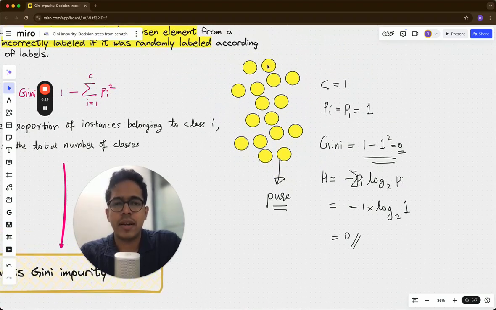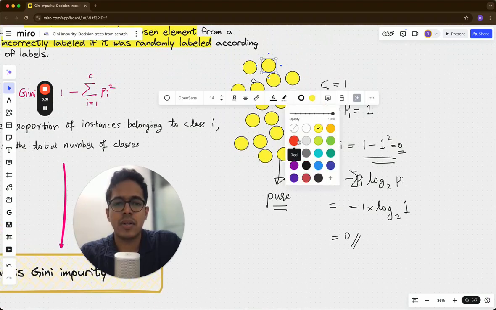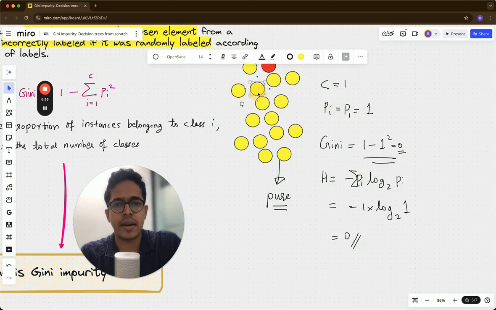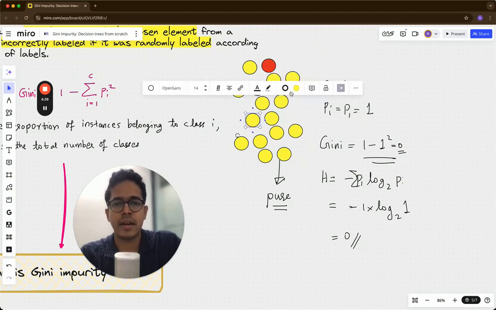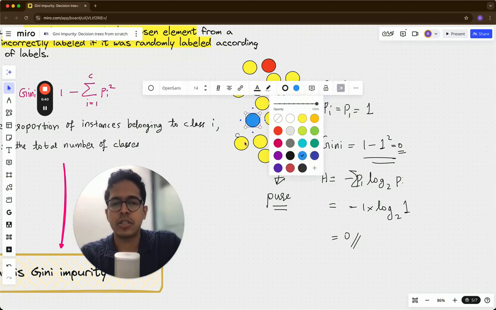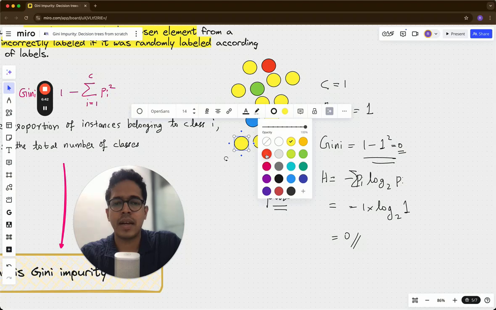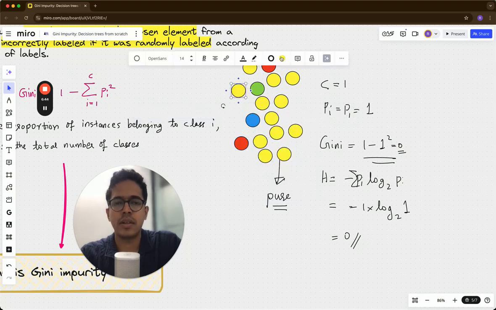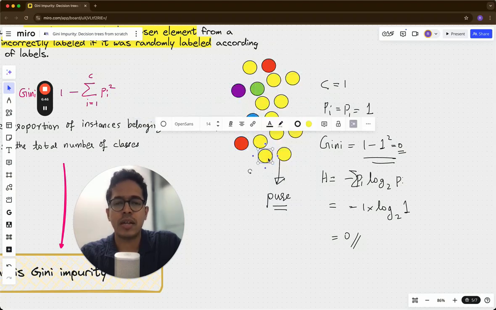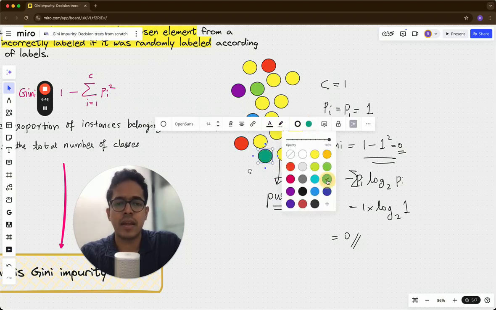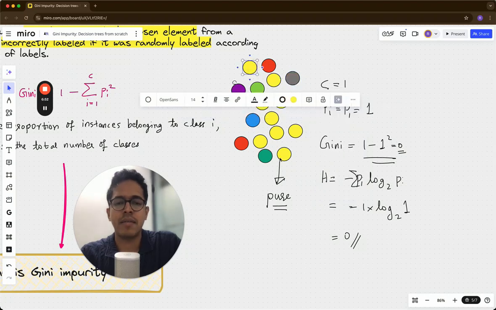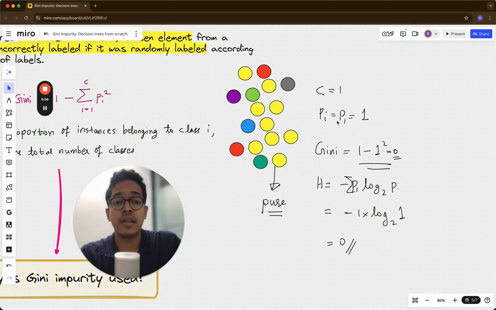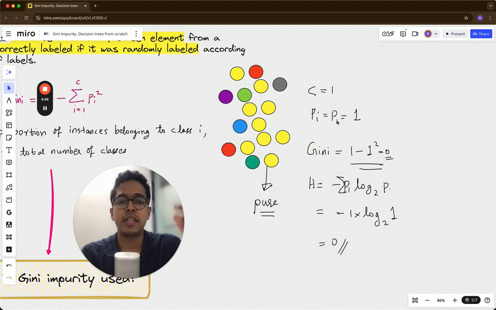Here you have only one class. But now there are two classes possible, yellow and red. Now there are three classes possible, yellow, green, and red. Now there are four classes possible. As I add more and more colors, more and more classes are possible in the data set. That means the probability distribution for this data set will be pi, sigma pi square, where the individual pi becomes smaller and smaller.